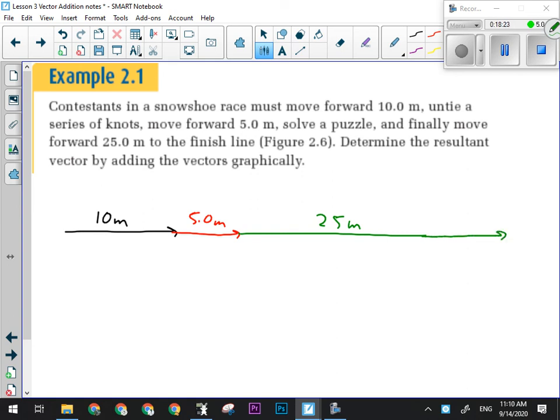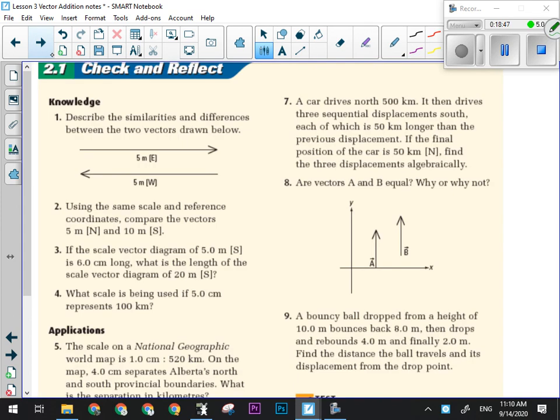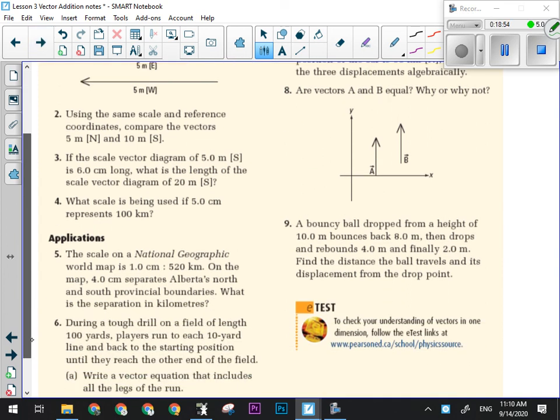So determine the resultant vector by adding the vectors graphically. That means from your graphic, your picture. So 15 plus 25 is 40 meters forward. Done. That's about as easy as they get. I'm not worried about scales here.